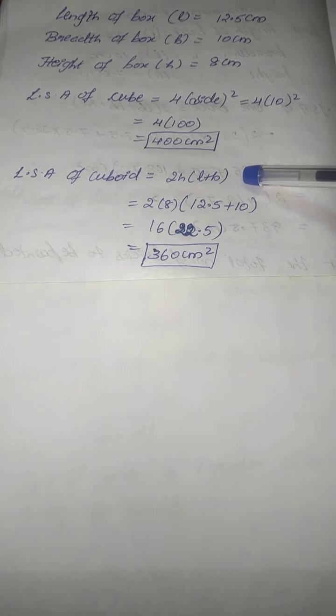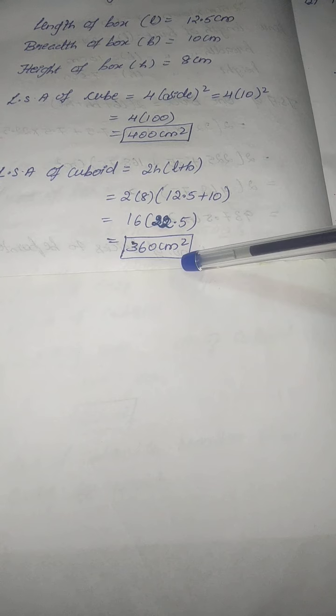Next, LSA of a cuboid. Formula I know for only the 4 walls, that is 2h into L plus B. H is 8, L is 12.5, B is 10. On adding 12.5 plus 10, I get 22.5. On multiplying 8 into 2, I get 16. On further multiplication of 16 into 22.5, I will get 360 centimeter square.